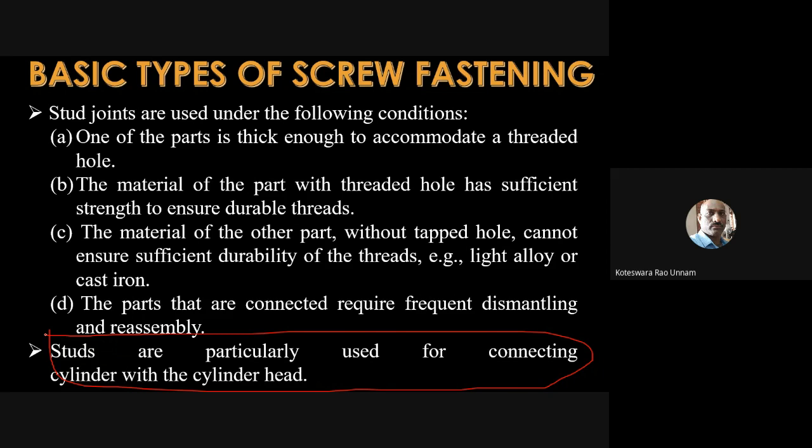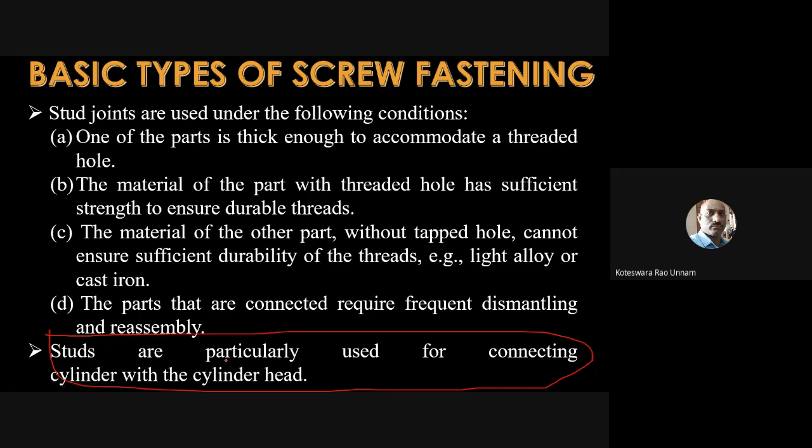So that means if you want to connect two parts through studs, and those two parts have internal threads in themselves, then you can directly join them using the studs. Or else, if only one part has internal threads, then the other part can be joined through a nut and washer.